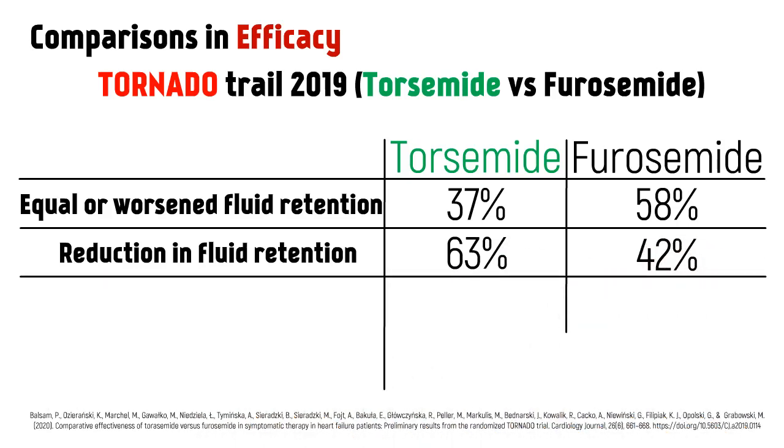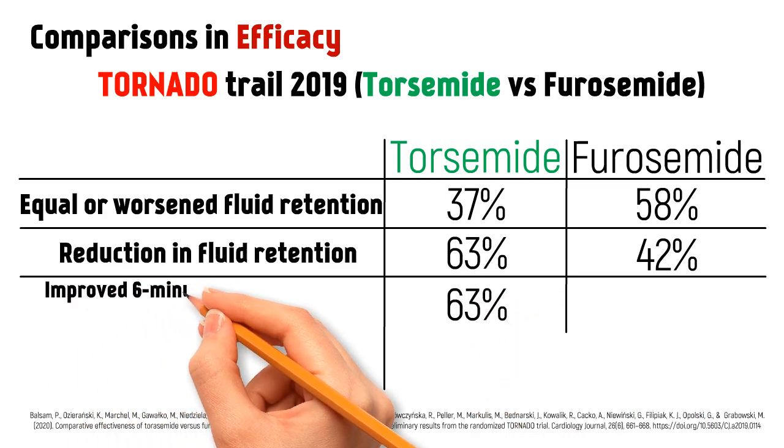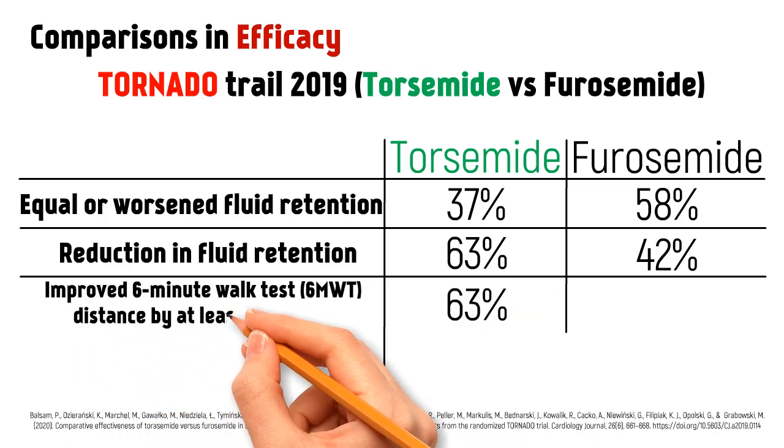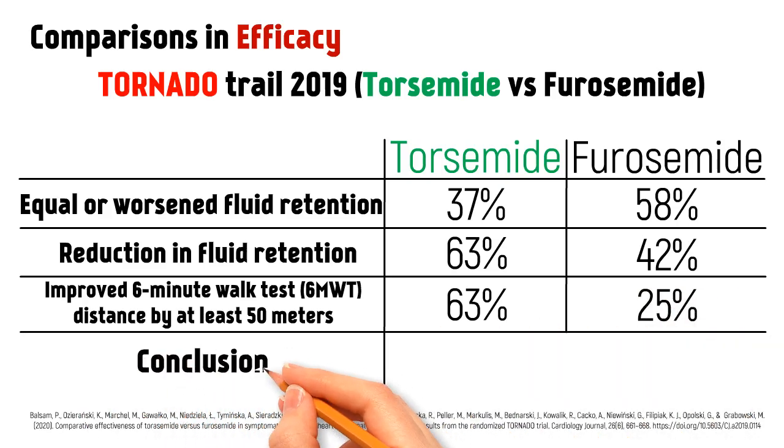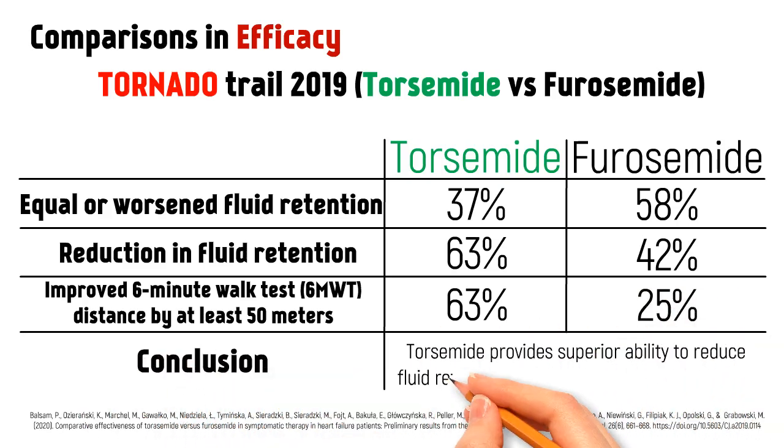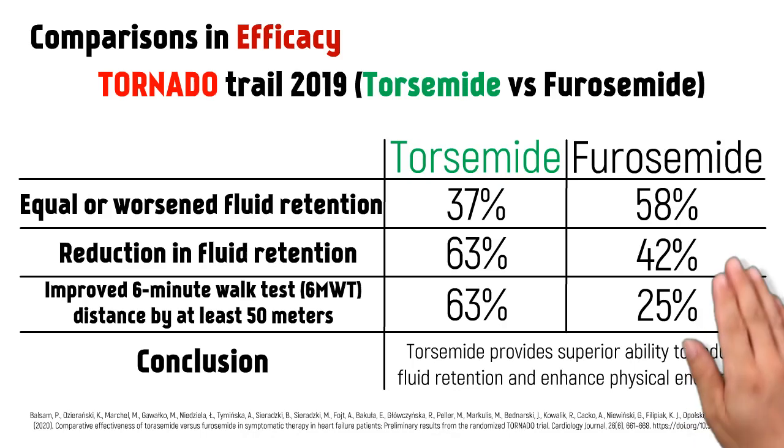Regarding exercise performance, 63% of torsemide patients improved their 6-minute walk test distance by at least 50 meters, compared to 25% on furosemide. These results highlight torsemide's superior ability to reduce fluid retention and enhance physical endurance.